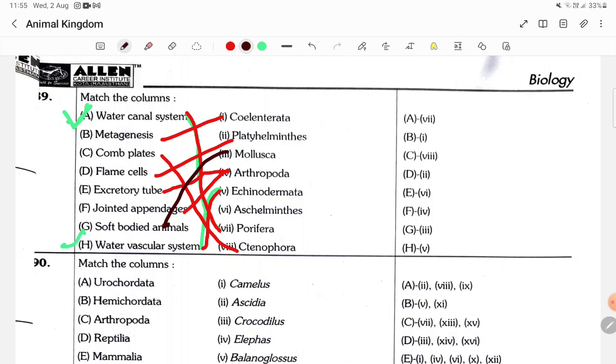Do we have any other option left? Aschelminthes. Okay, so excretory tubules we will match with aschelminthes. Aschelminthes also possesses the excretory tubules. Right. So this is a little error here. Let's match this. A 7th, B 1st, C 8, D 2, E 6, F fourth, G third, H fifth.